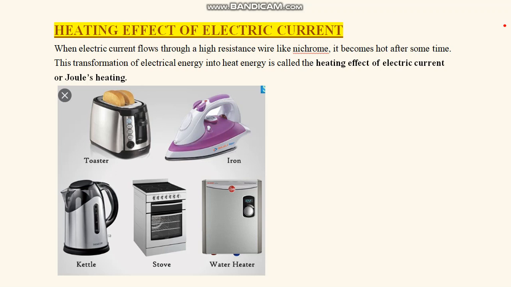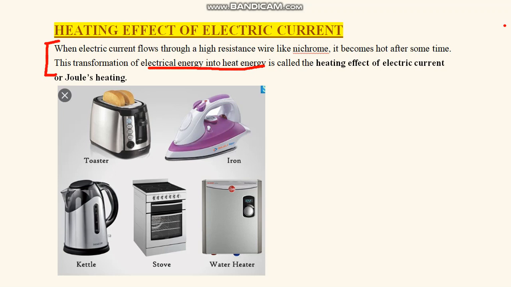So, what is the heating effect of electric current? It states that when electric current flows through a high resistance wire like nichrome, it becomes hot after some time. This transformation of electrical energy to heat energy is called heating effect of electric current or Joule's heating.